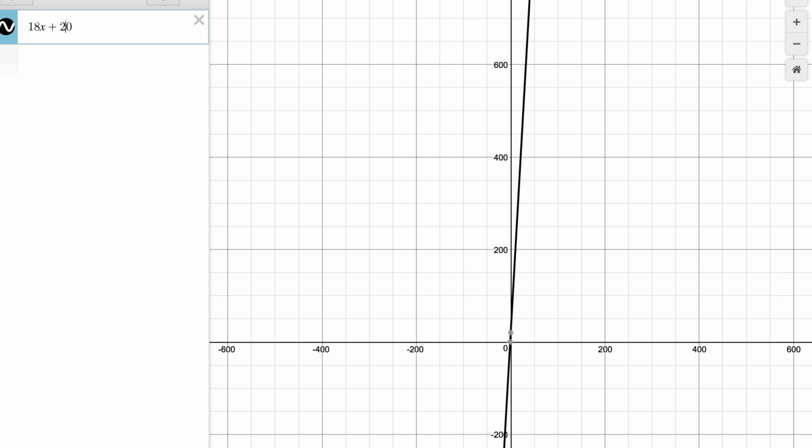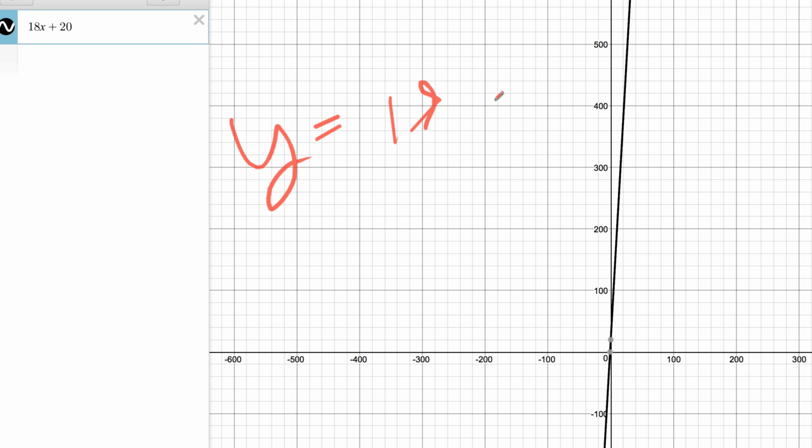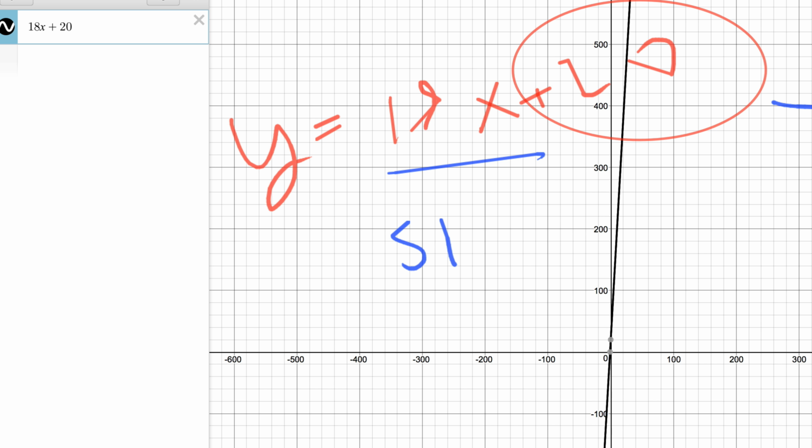Plus 20. Now, we've all learned before that the formula of a line is y equals mx plus b, where you have a y-intercept and a slope, right? Y equals 18x plus 20. We know that this is called our y-intercept, and this is called our slope. Now, what do these concepts mean? That's what this question's asking.